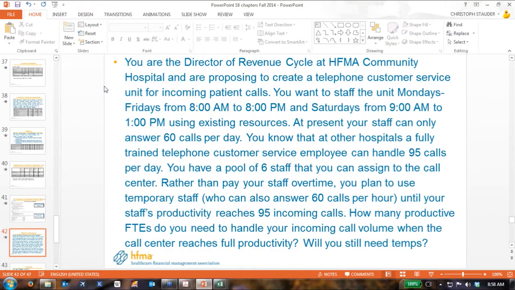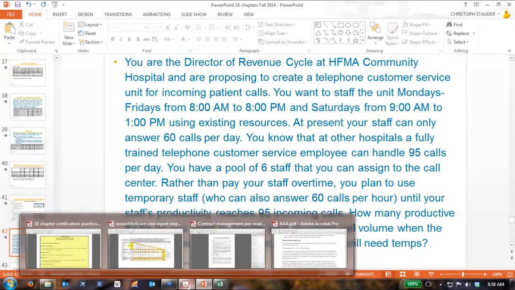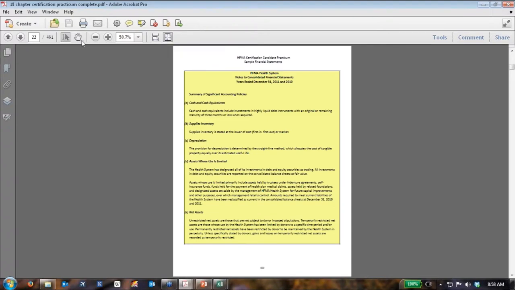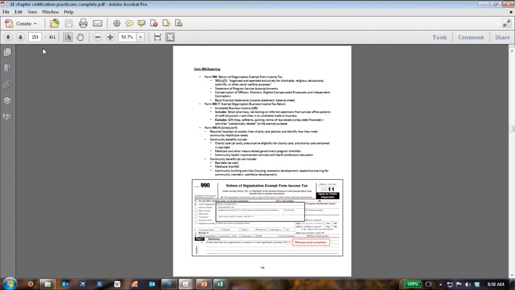Then what I'm going to do is take us through the materials in order now, and we're going to start with internal control. And I'm going to have to do kind of a guess here what page to go to. Yes, here we go.